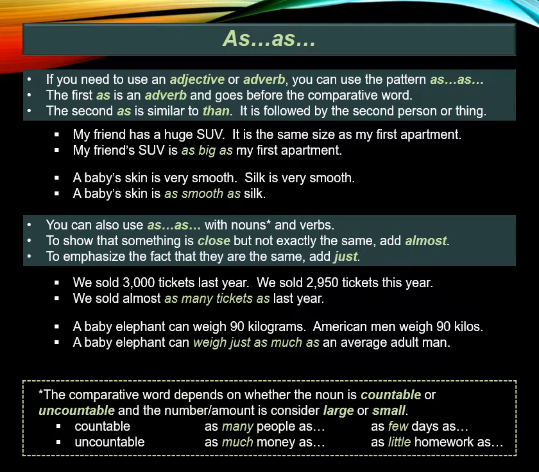Now, when you're talking about nouns, the comparative word depends on whether the noun is countable or uncountable, and the number or amount is considered large or small. With than and countable nouns, you use more people, fewer people. But with as: as many people as, as few days as. Uncountable nouns: as much money as, as little homework as. So again, be careful with countable and uncountable.